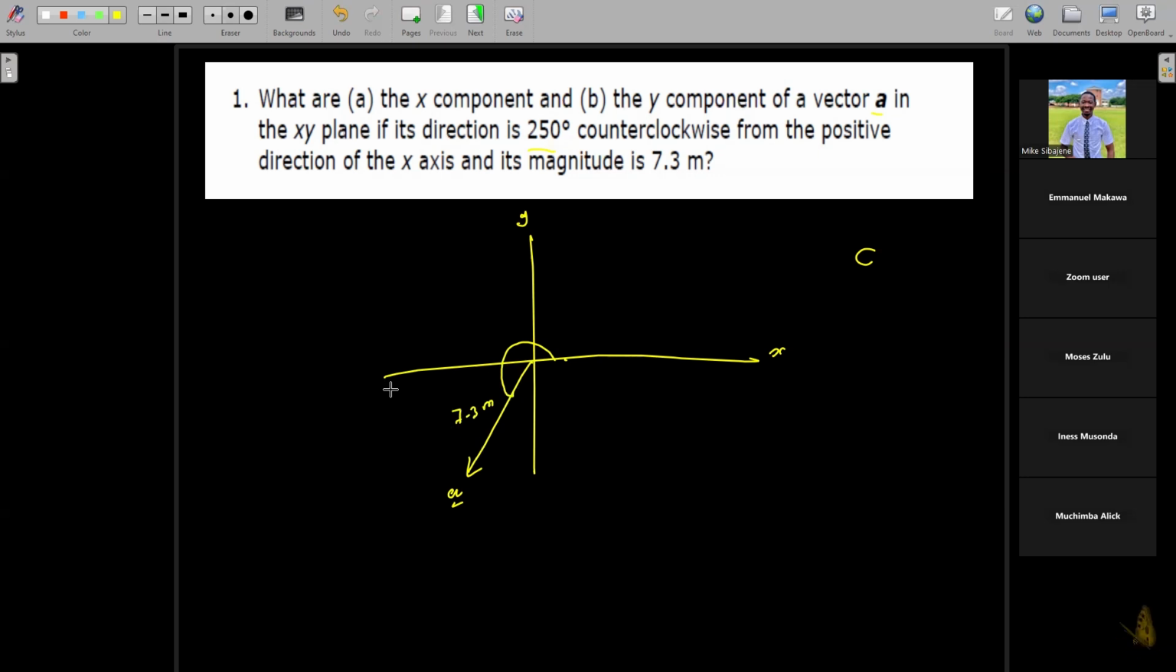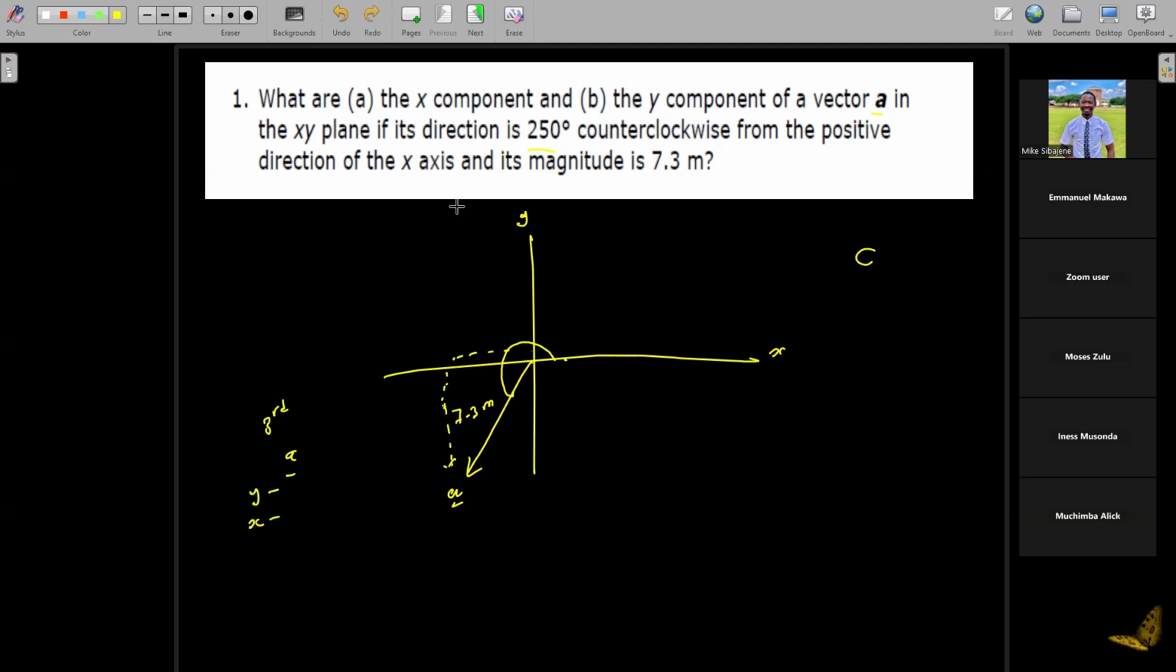Looking at the question, we have seen that our vector A lies in the third quadrant. If it's in the third quadrant, we know that the y component should be negative and the x component should also be negative, isn't it? So whatever answers I get, they should be like that. Let's say the y component is that point there, and the x component is that point there.